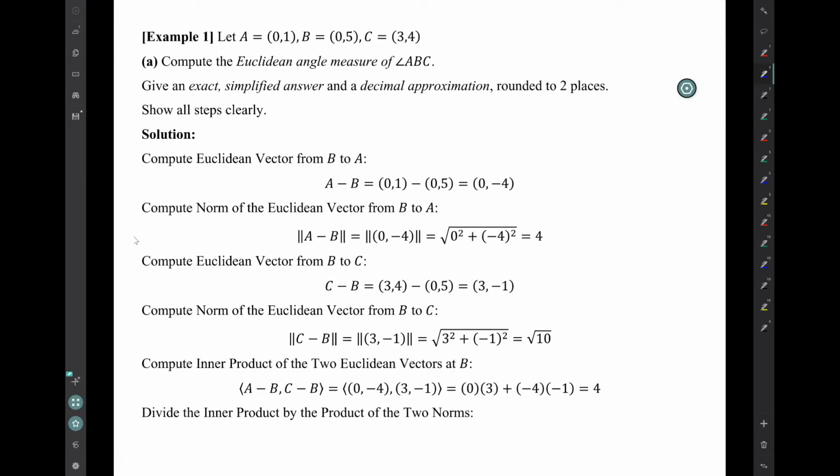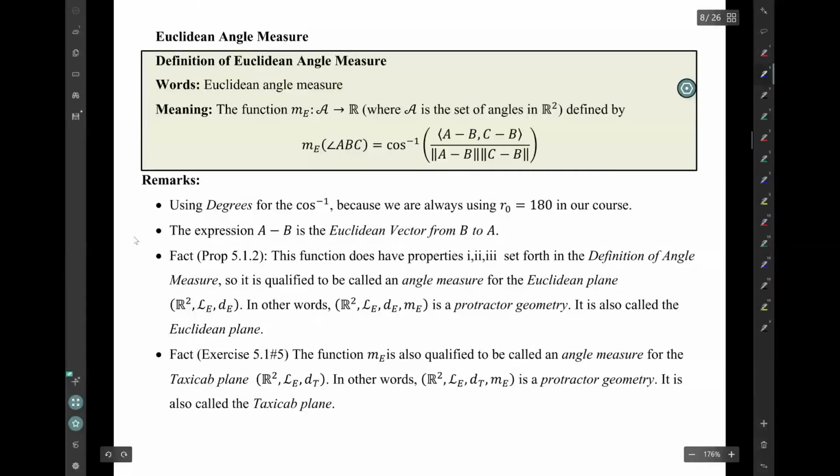So for an example, let's let a equals (0, 1), b equals (0, 5), and c equal (3, 4). Question A is to compute the Euclidean angle measure of angle ABC. And the instructions are to give an exact, simplified answer and a decimal approximation rounded to 2 decimal places, and to show all steps clearly. Well, let's go back and look at our formula. We need to compute this. So we're going to need to build all these expressions and then find the value for this.